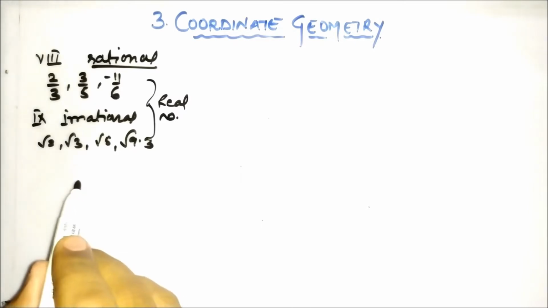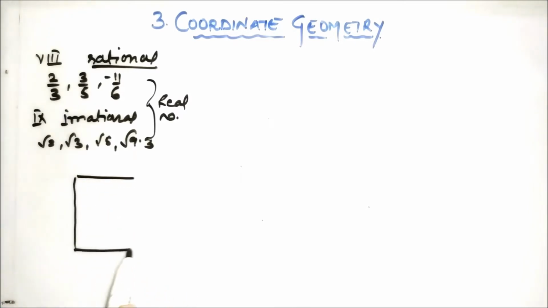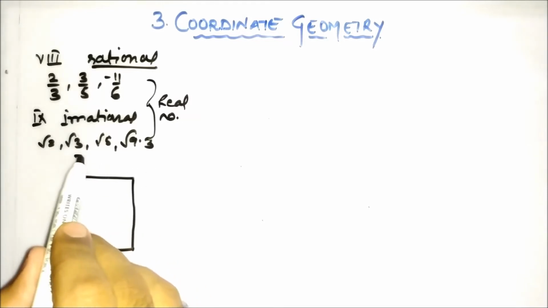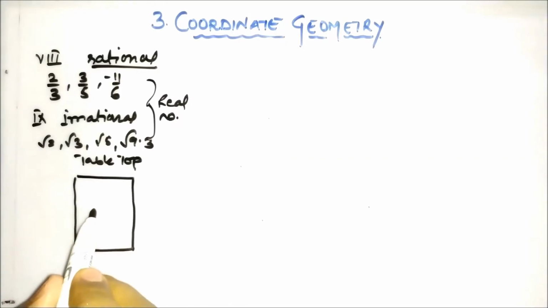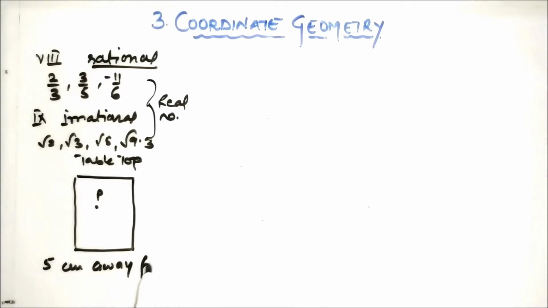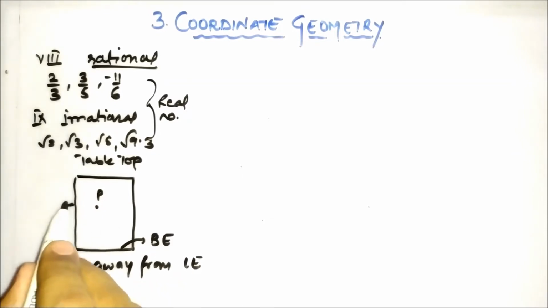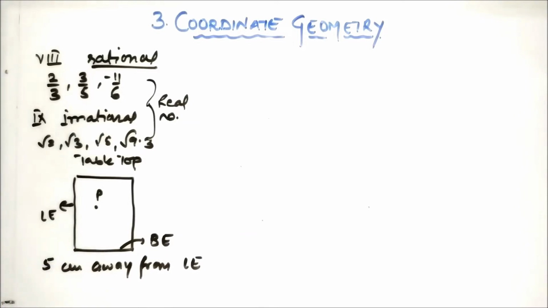Now, if I say to you, suppose this is a tabletop, okay? This is a tabletop. And if I say you mark a point, suppose this point P, which is 5 centimeter away from the left edge, okay? Consider this as the bottom edge and this as the left edge. So if I say you mark a point which is 5 centimeter away from the left edge, then how will you do this? You will just take this left edge and you will see 5 centimeter distance, okay?